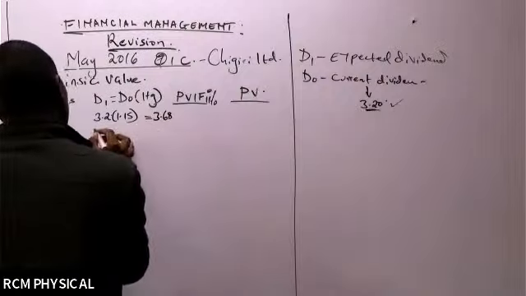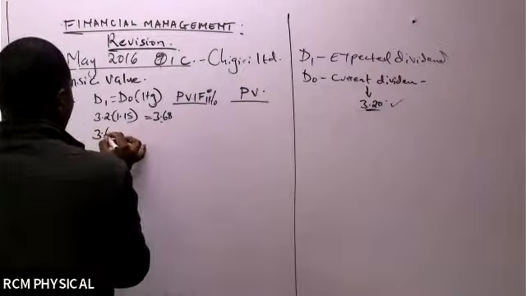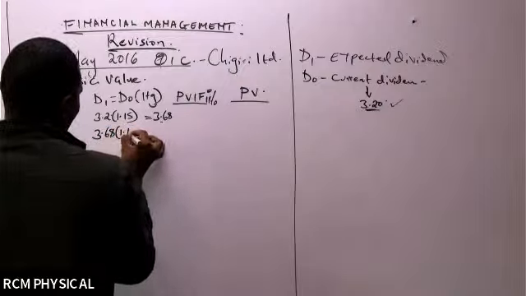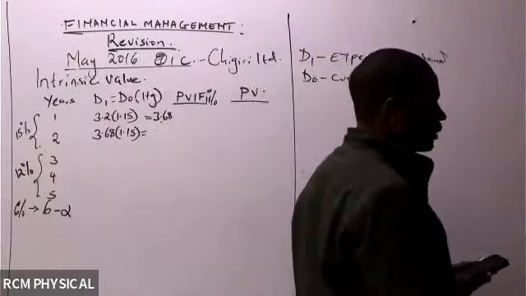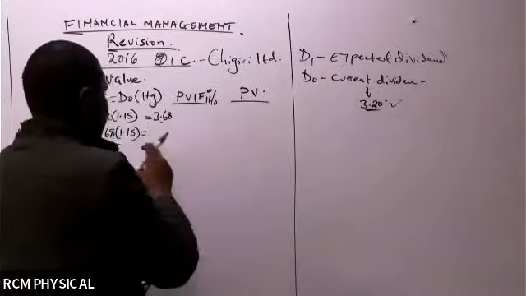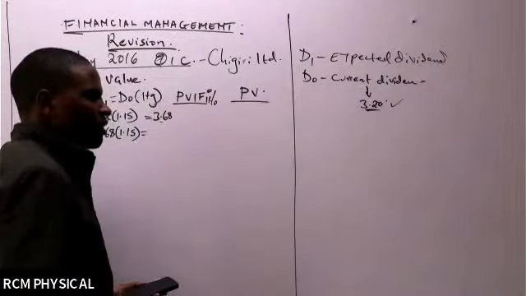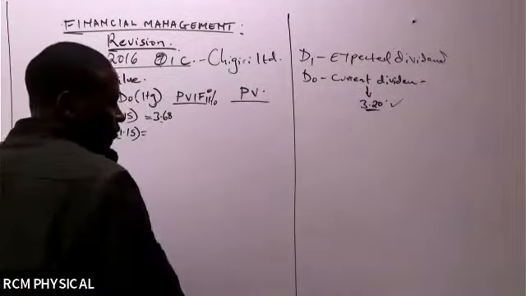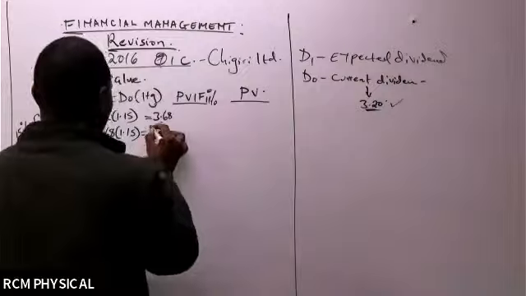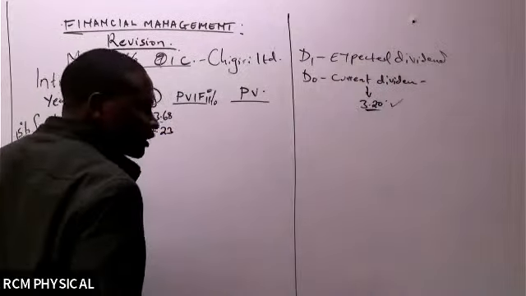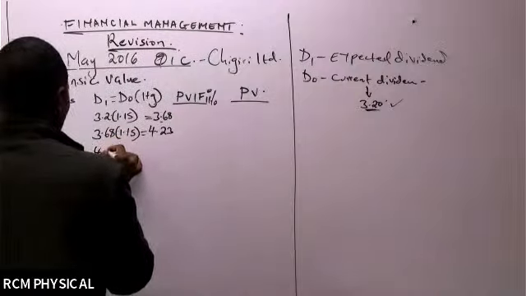Then the second one: 3.68 is now the current dividend in the second year. The growth is the same for the 2 years, 1.15. What will be our value now for the second year? Just give me the value. It is 4.23.